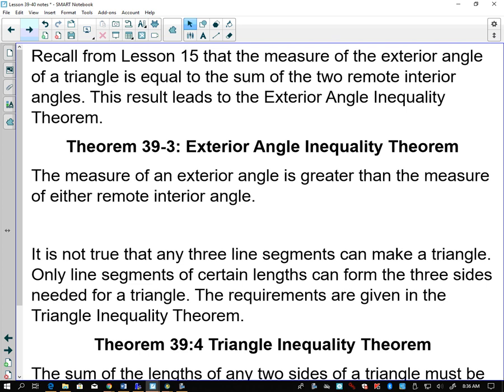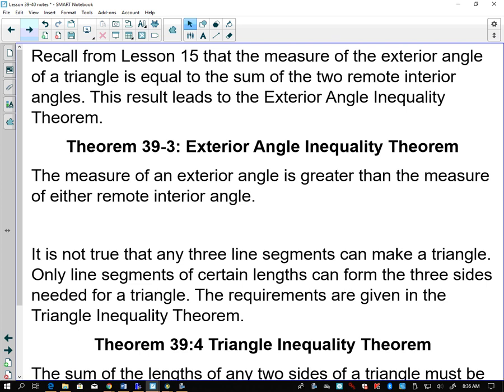This result leads to the exterior angle inequality theorem, and that basically says the measure of an exterior angle is greater than the measure of either remote interior angle, because it takes both of them to add up to it, that exterior angle is going to be greater than either remote interior angle by itself. You follow me? Okay.